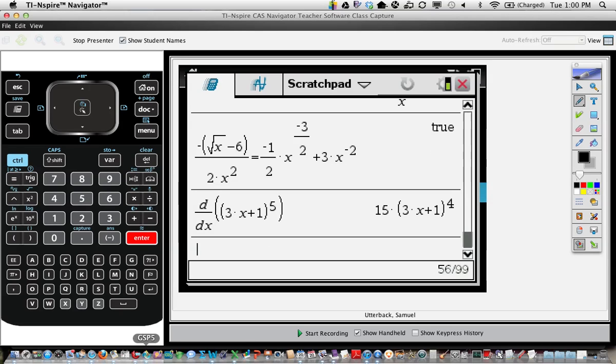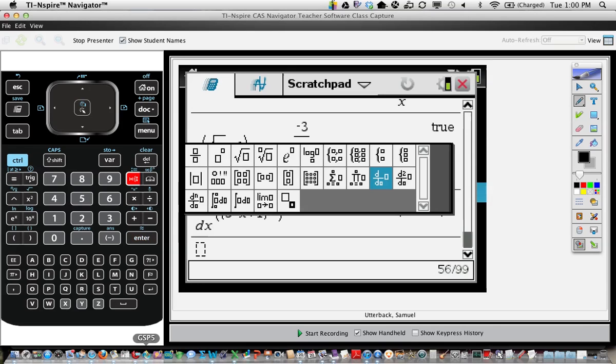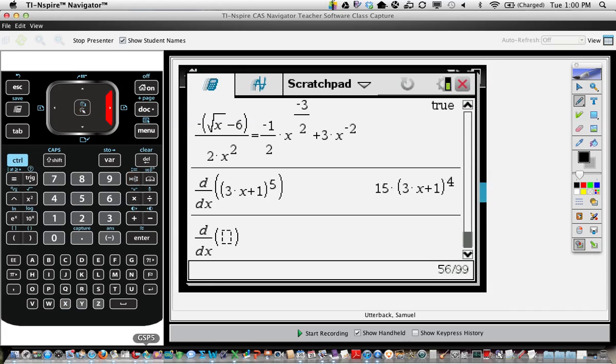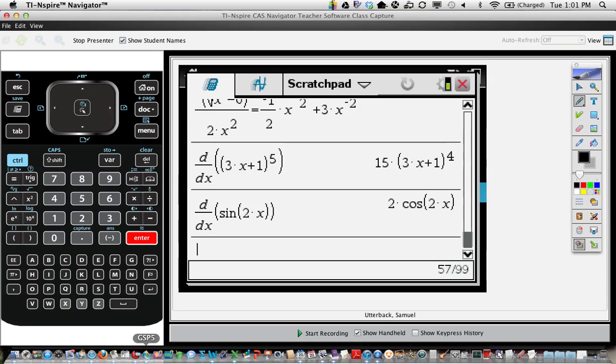All right, and now do this one. While he's typing it, what would you expect the derivative of sine of 2x, with the 2x on the inside, to be? Put a 2x in there. Don't hit enter yet. What would we expect that to be? Cosine 2x with a 2 kicked out, right? So go ahead and hit enter. And sure enough, there it is, 2 cosine 2x.